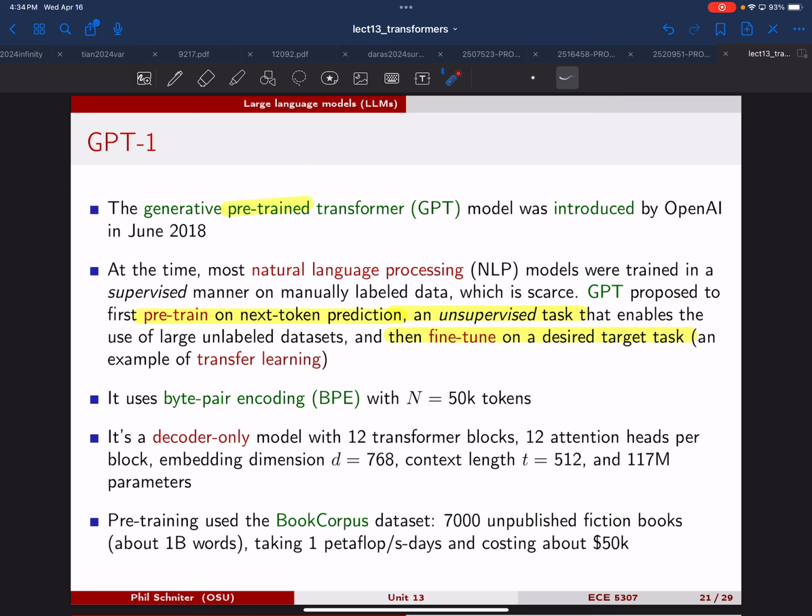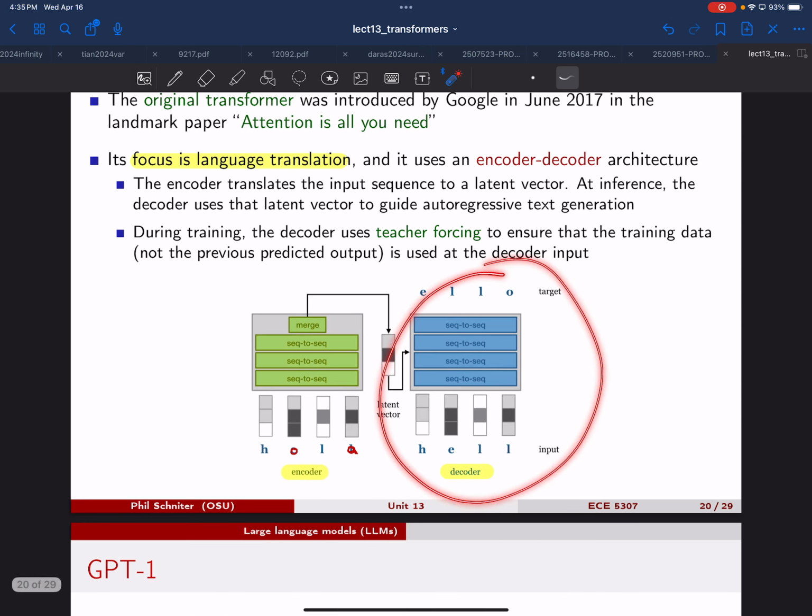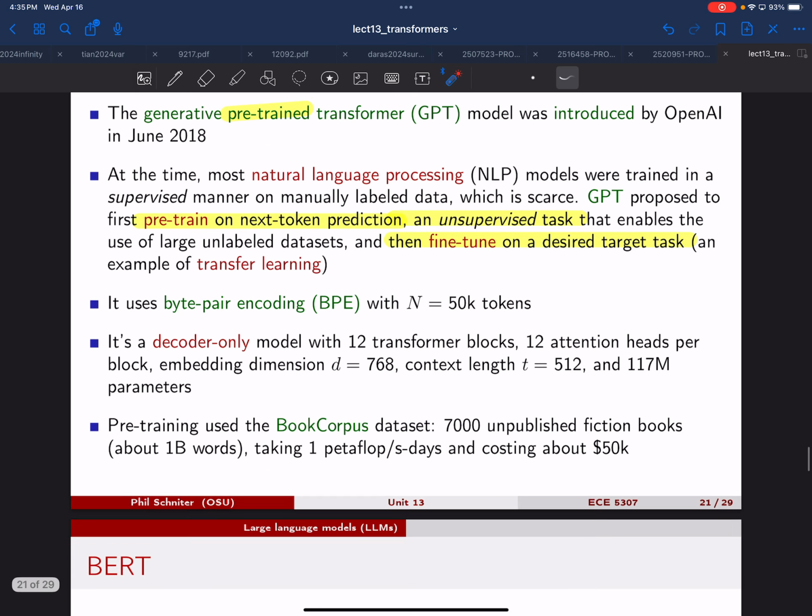Okay. So GPT-1 used byte pair encoding, so that's how it did the tokenization. I believe it's just characters, and the number of tokens is 50,000. It's a decoder-only model because it's trained for next token prediction. That's exactly this stuff, but even without this latent part. It has 12 transformer blocks and 12 attention heads per block. It has an embedding dimension of 768, a context length of 512 tokens, and 117 million parameters.